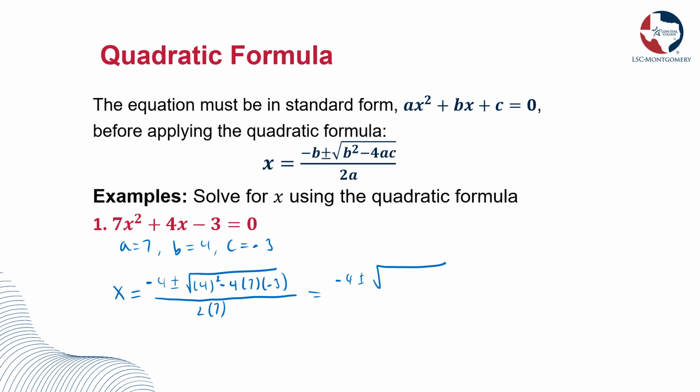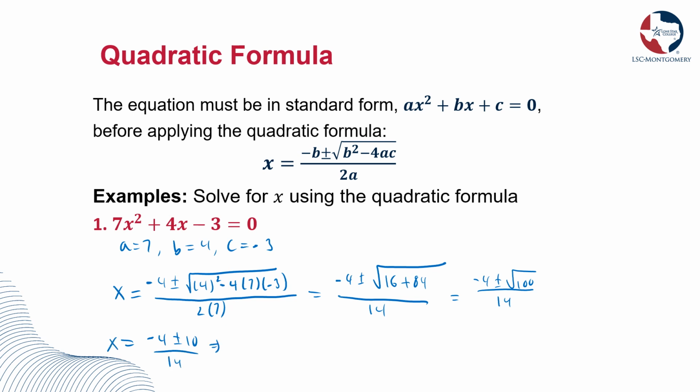So we're looking here inside the square root. 4 squared is 16. Then negative 4 times 7 is negative 28, times negative 3, which is positive 84, all divided by 2 times 7, which gives us 14. So now if we add up the inside, 16 plus 84 will give us 100 over 14. And we know the square root of 100 comes out nicely as just 10. So it'd be negative 4 plus or minus 10 over 14.